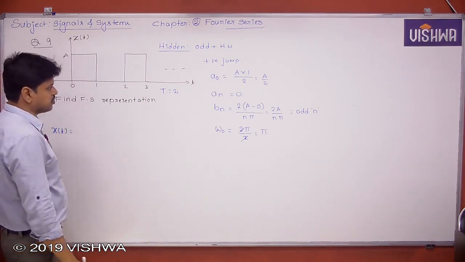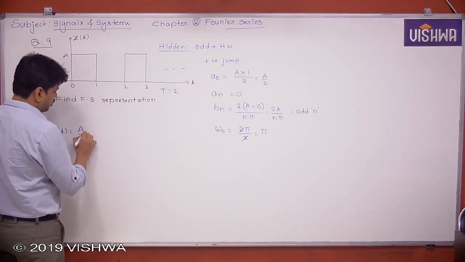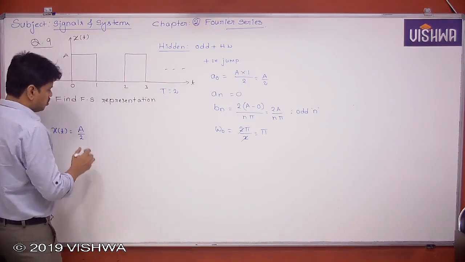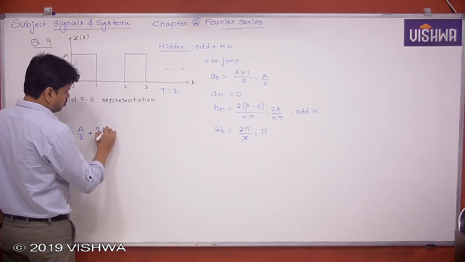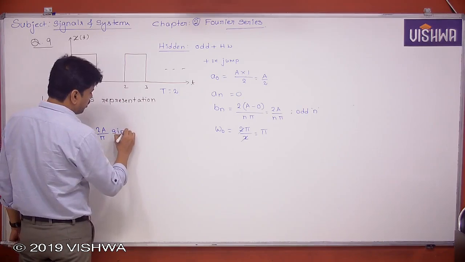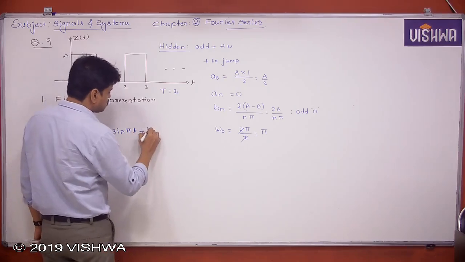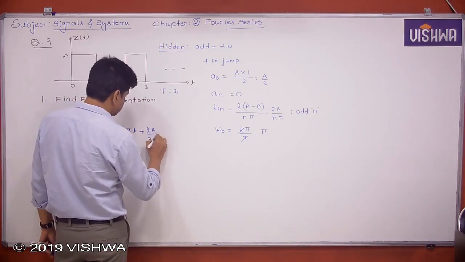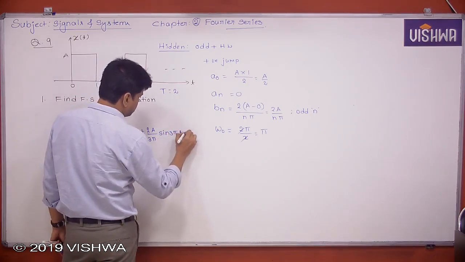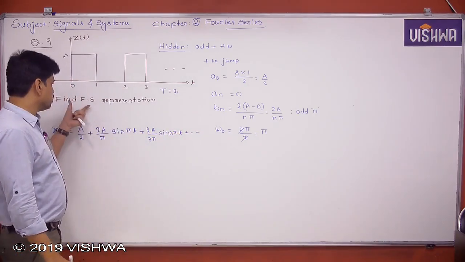Now you can write x of t. First, A0 we are having A by 2. Now we are having a positive jump, so everything is a positive term. So we can write 2A by pi sine omega naught t, where omega naught is pi, plus 2A by 3 pi sine 3 omega naught t, that is 3 pi t, plus and so on. So this is the expression for the Fourier series.